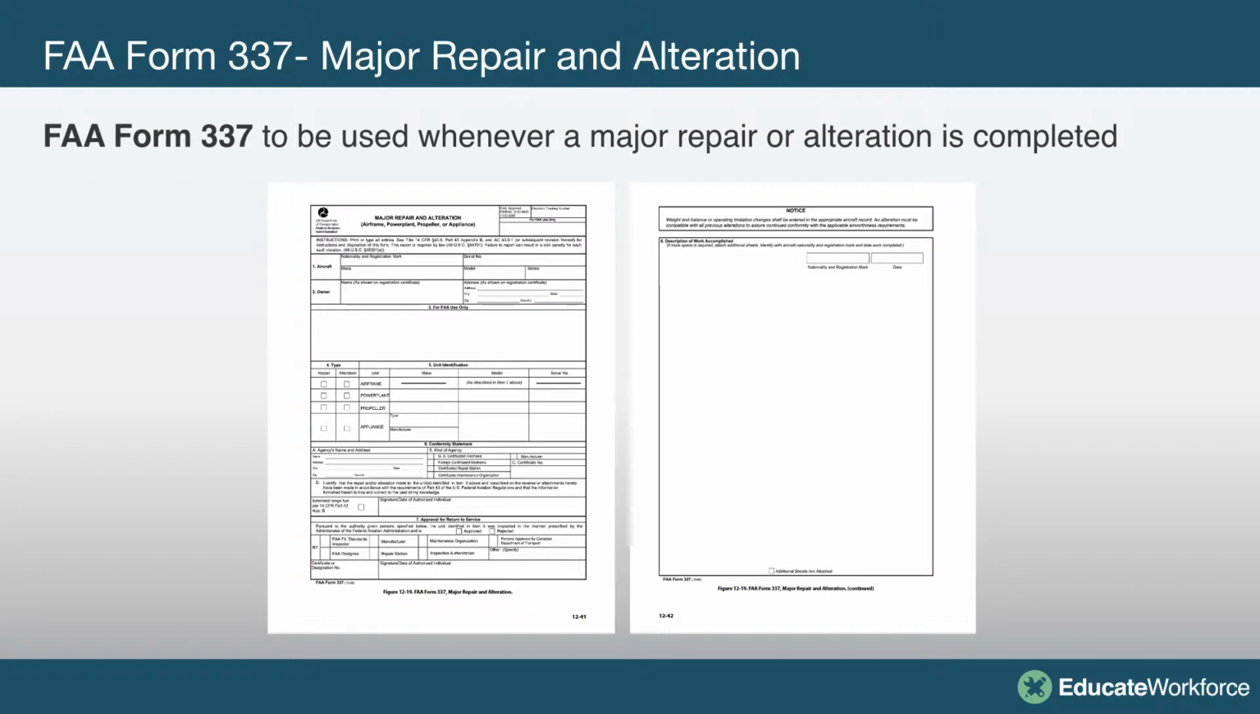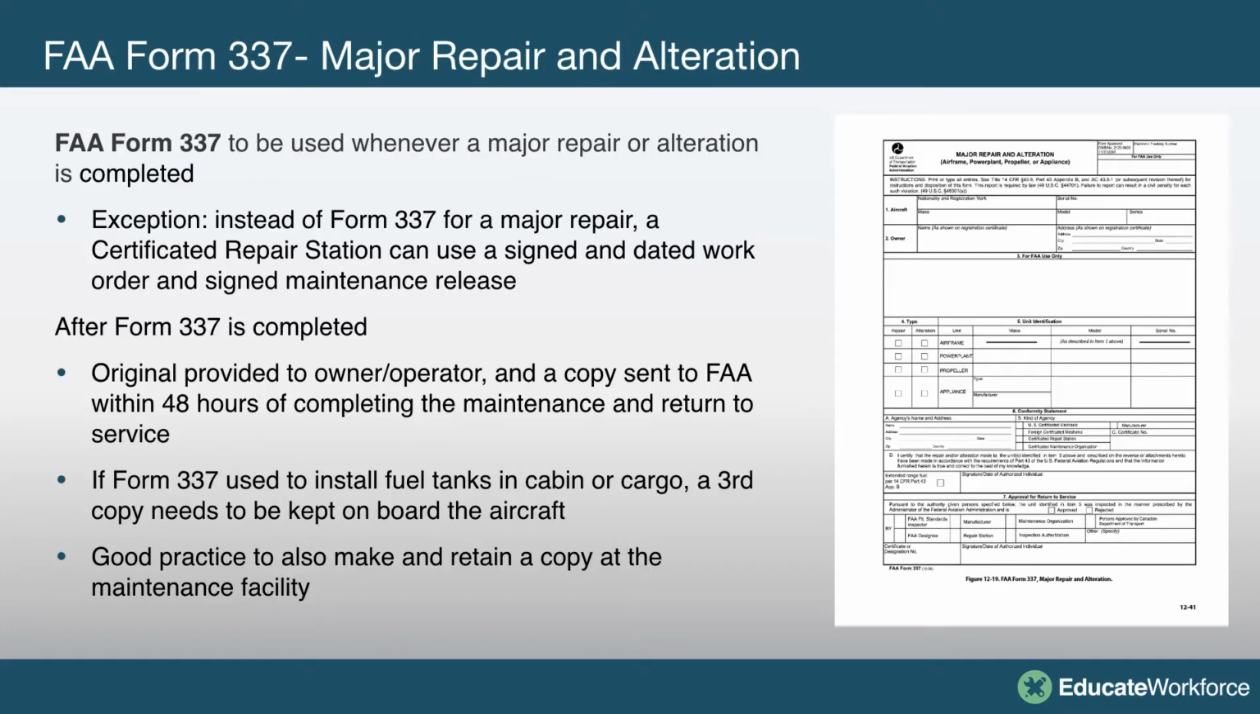FAA Form 337, Major Repair and Alteration, is to be used whenever a major repair or alteration is completed. The FAA 337 is to be used whenever a major repair or alteration is accomplished, with one exception. Instead of a Form 337 for a major repair, a certified repair station could use a signed and dated work order for the maintenance release.